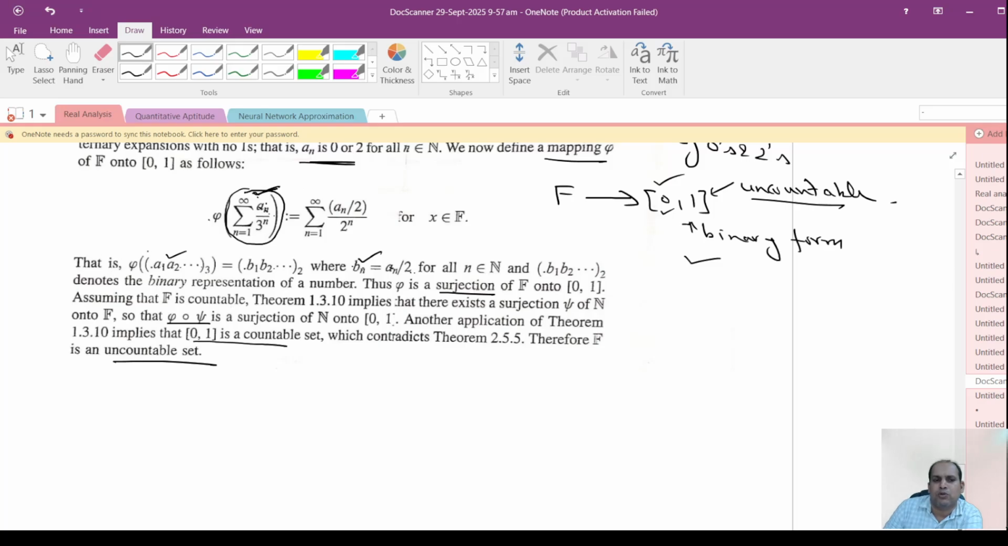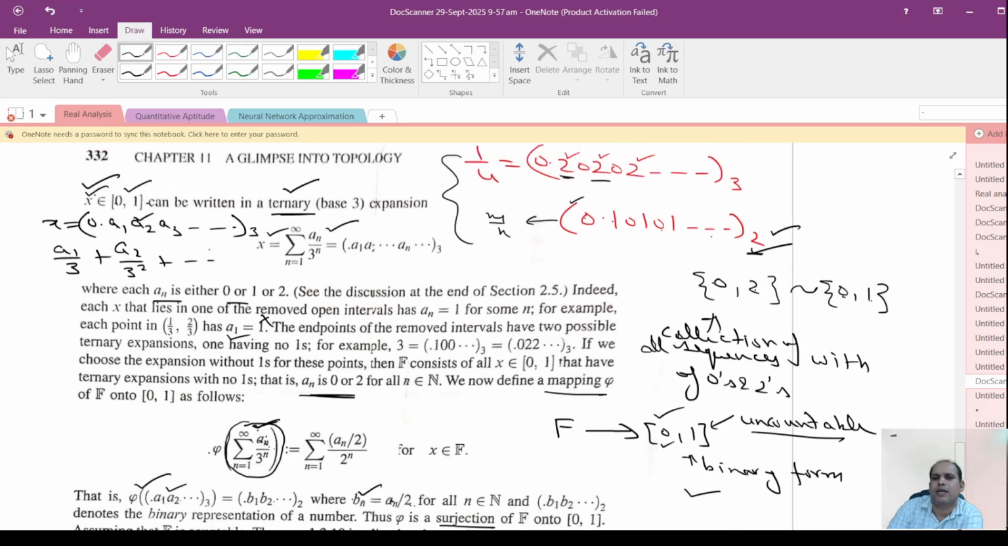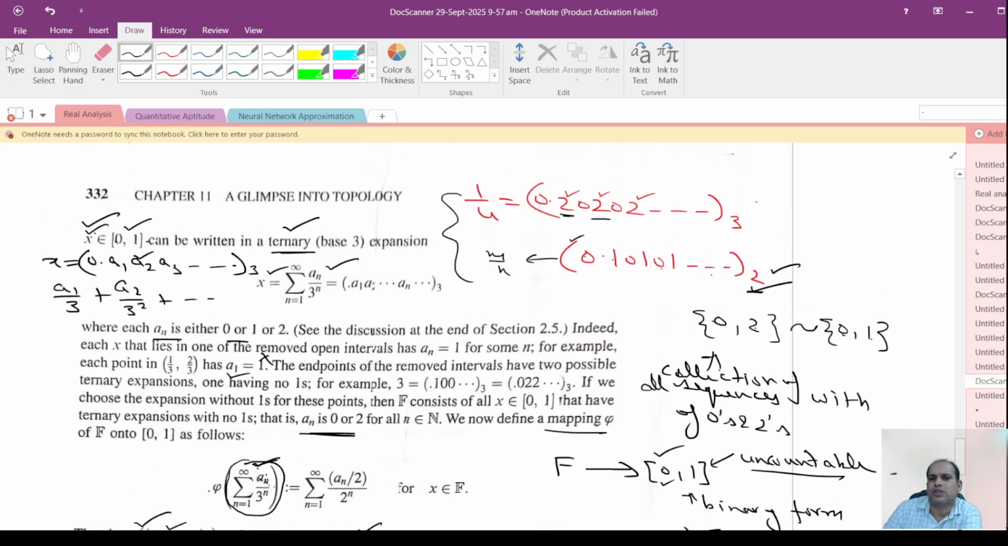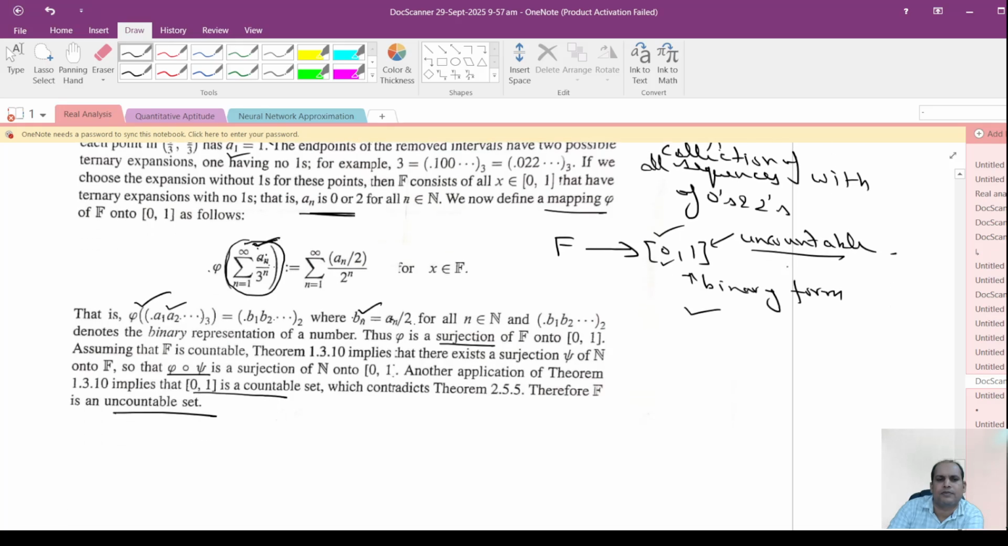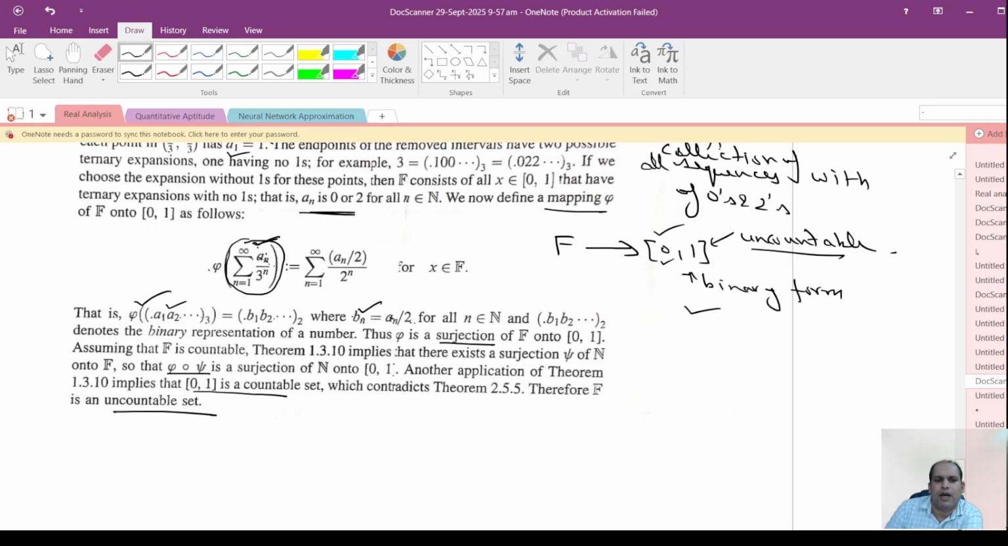So this idea comes from this construction. That is phi of the point A1, A2, A3 in base 3. When we divide by 2, it can be identified in one-to-one correspondence with the members of the binary system, and since this is uncountable, it has to be uncountable.